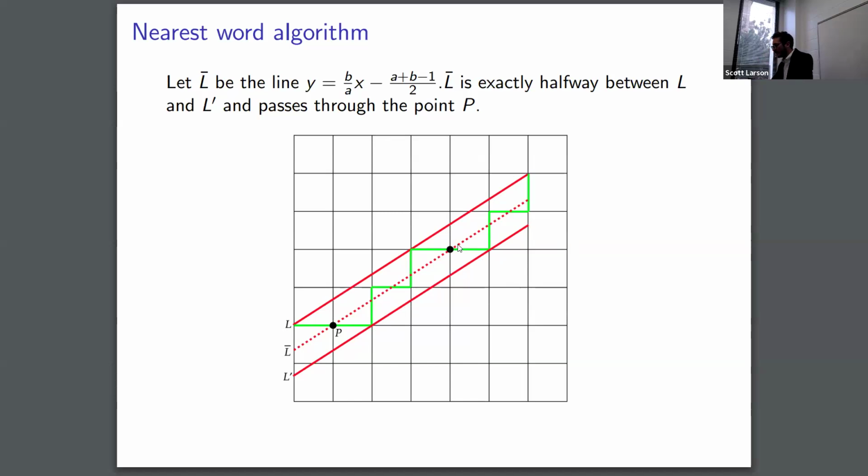And the conjugate you get from the nearest word algorithm, if you take the points that they start and end at, actually intersects this line right here, which is exactly between L and L prime. So in that sense, you could say that these conjugates are the most average Christoffel conjugates. And that's for the odd case. For the even case, you'll have two lines here, and either both words that you get will correspond to one of the two.